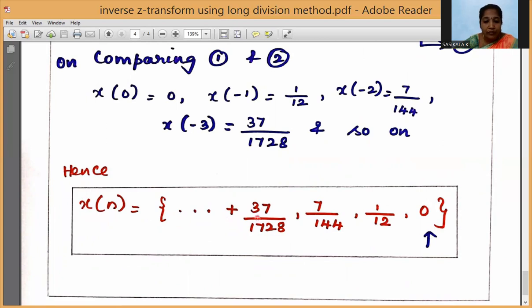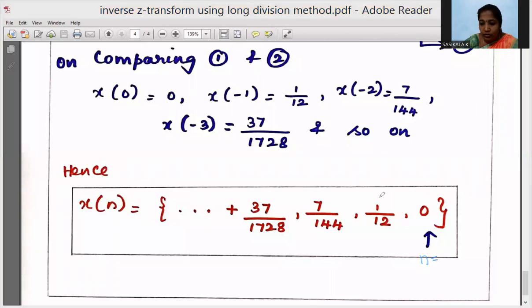Hence x of n is equal to etc., till first you have to write x of minus 3, comma x of minus 2, comma x of minus 1, comma x of 0. This arrow mark indicates that this is n equal to 0 and this is n equal to minus 1. This is n equal to minus 2. This is n equal to minus 3. So this is an anti-causal sequence.